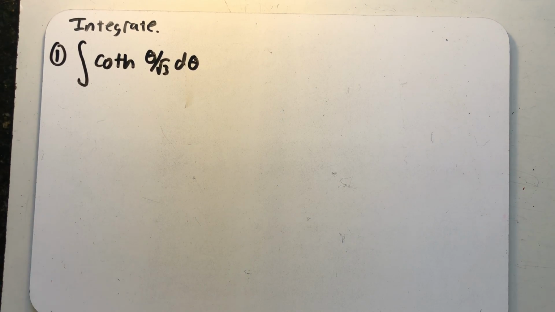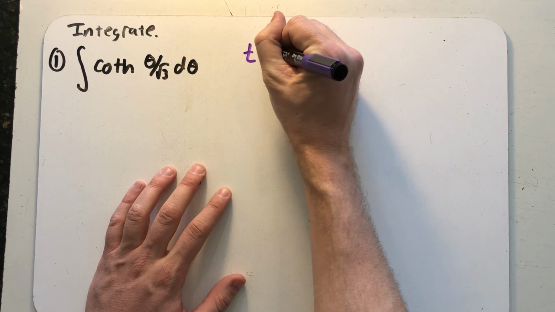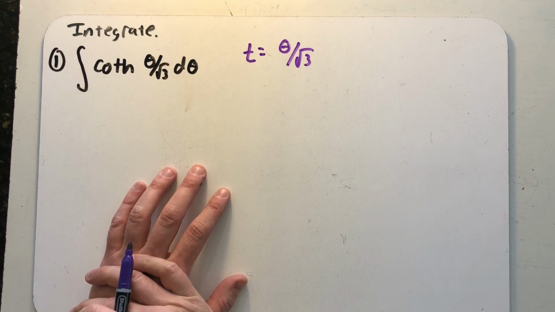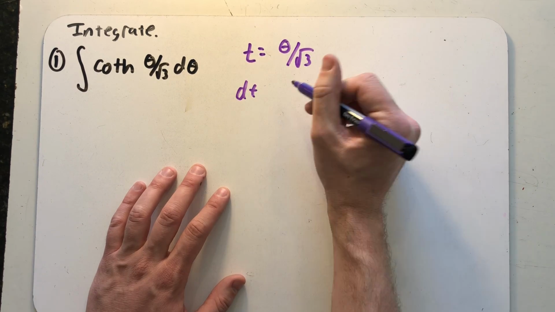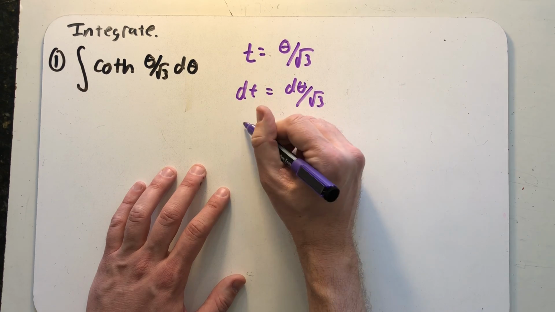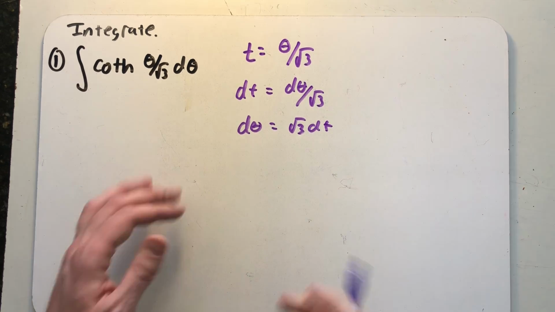Well, first things first, let's get started on this one. Right from the top, I'm going to see if I can make this one a little bit easier to deal with using a little substitution. So I'm going to let t equal theta over root 3. And then dt would equal d theta over root 3. And then finally, d theta would be root 3 times dt.